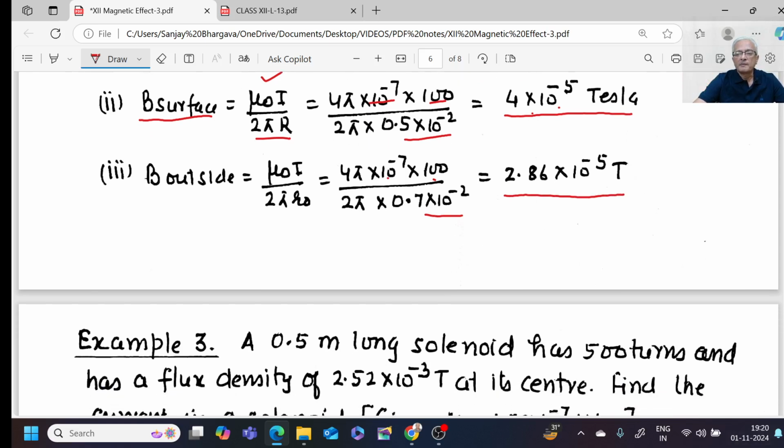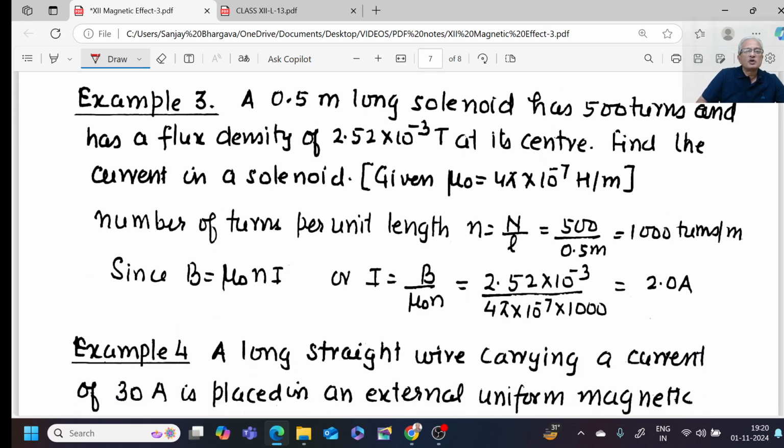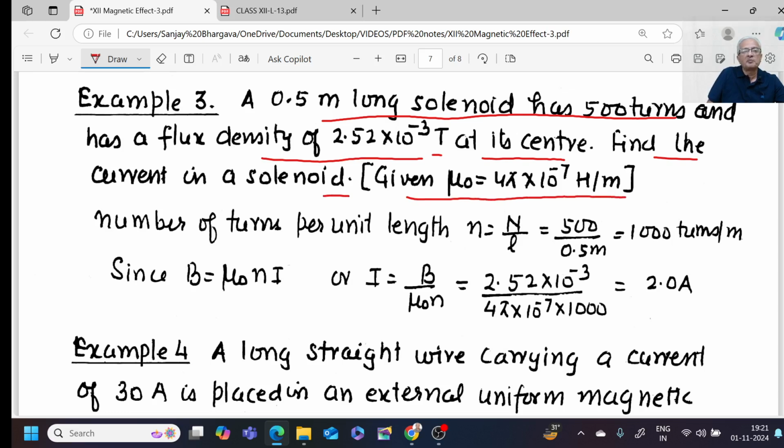Example 3. Let us pick up example 3. It says a 0.5 meter long solenoid has 500 turns and has a flux density of 2.52 into 10 raised to power minus 3 Tesla at its center. Find the current in the solenoid, given mu 0 as 4 pi into 10 raised to power minus 7 Henry per meter. Now what would be the number of turns per unit length? Total number of turns 500 and total length 0.5. So it would be 1000 turns per meter.